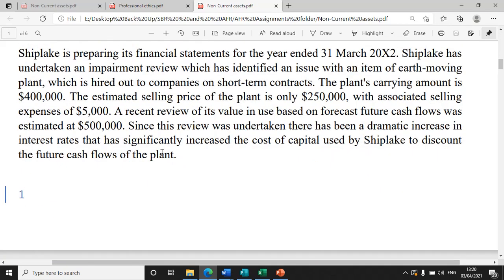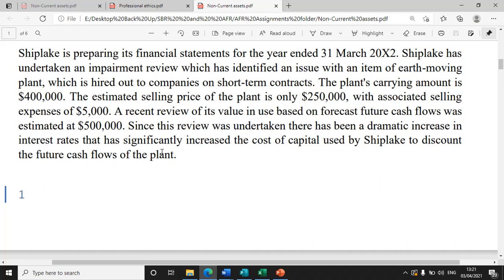I read again. Shiplake is preparing his financial statements. The year ended is 31st March X2. Shiplake has undertaken an impairment review which has identified an issue with an item of earth moving plant which is hired out to companies on short-term contracts. The plant's carrying amount is $400,000. The estimated selling price of the plant is only $250,000, with associated selling expenses of $5,000. So we are dealing with $245,000 as fair value less costs.